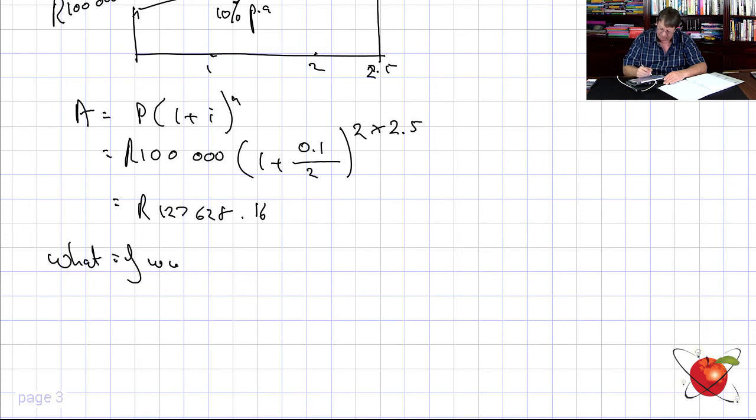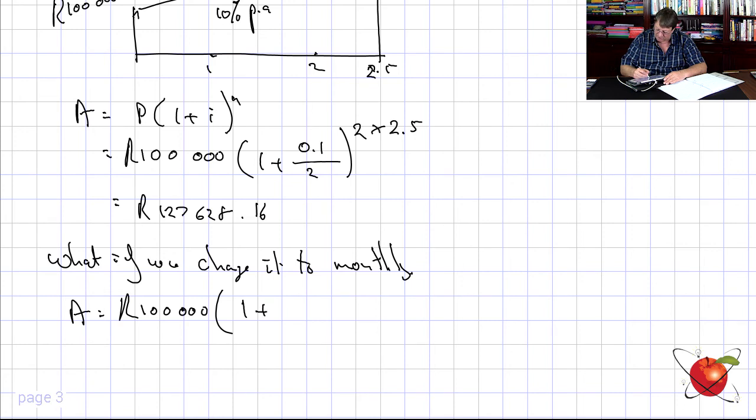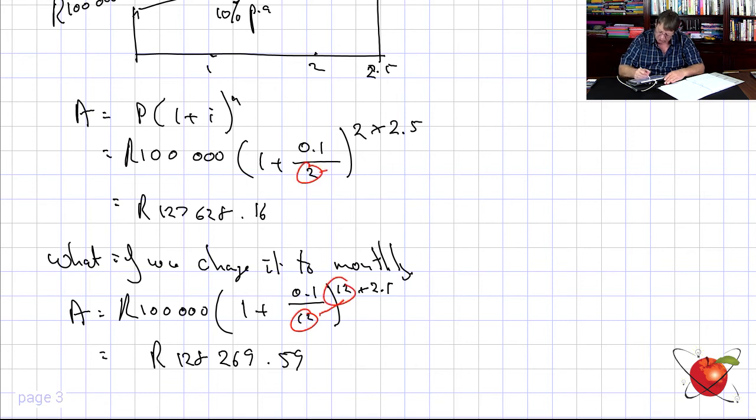What if we change it to monthly? That means we're receiving it how many times? We are receiving it 12 times. Therefore, A is going to be equal to 100,000 times 1 plus 0.1 divided by 12, to the power of 12 times 2.5, which is equal to 128,269.59. And remember, just go back, the 12 and the 12 and the 2 and the 2.